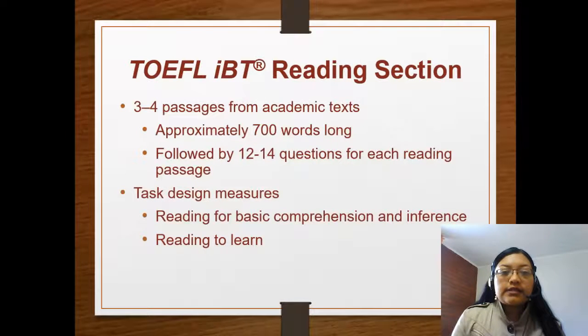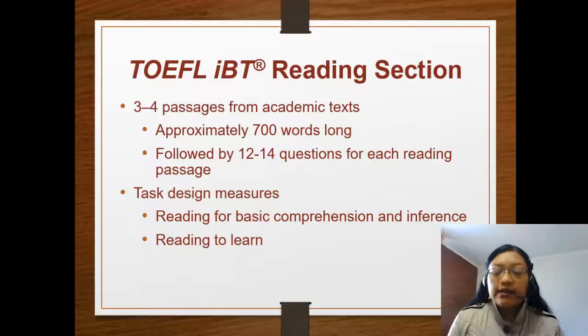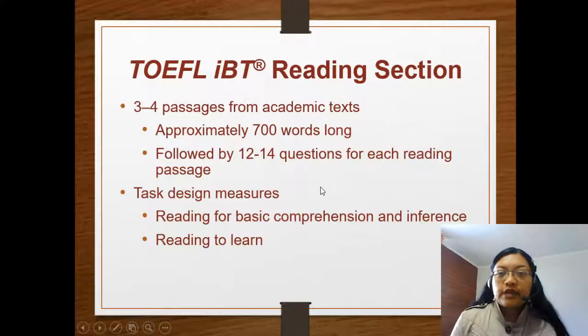So reading, as I told you, is between 3 and 4 passages from academic tests. Why do you have between 3 and 4? Because when you have 4, it's because the TOEFL IBT institution is piloting one of the tests. However, you don't know which one. So that's why it's necessary that you are very concentrated and focused when you are answering these questions, right? Approximately we have 700 words long, and it's followed by 12, 14 questions for each reading passage.